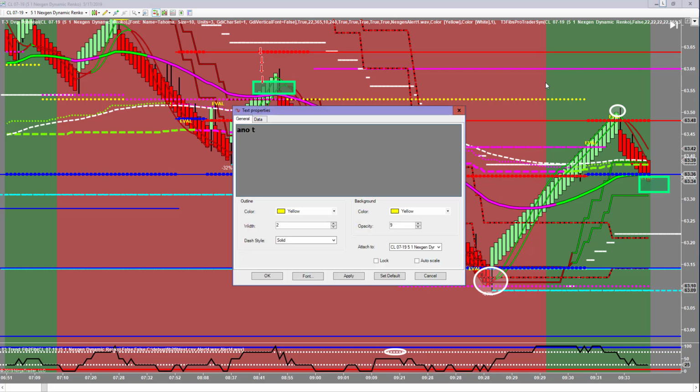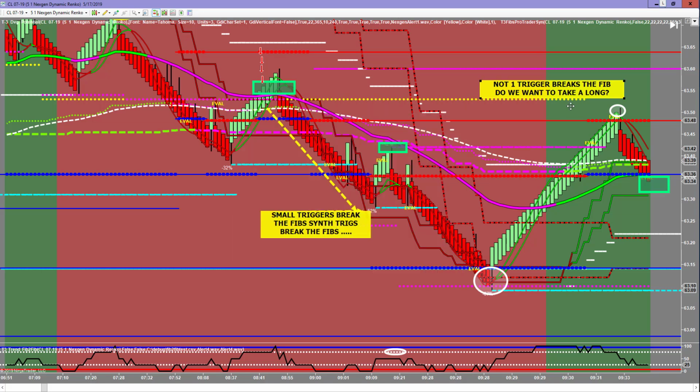Watch. So again, look, this is very simple single chart reading. Not one trigger breaks the fib. Do we want to take a long? So what do you guys think? If not one trigger breaks a fib, is this one high probability or not? We'll find out. We'll go forward. You ready?